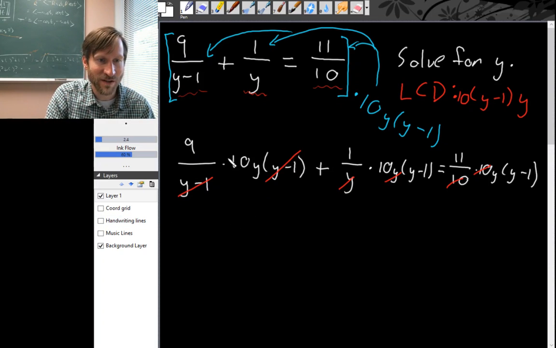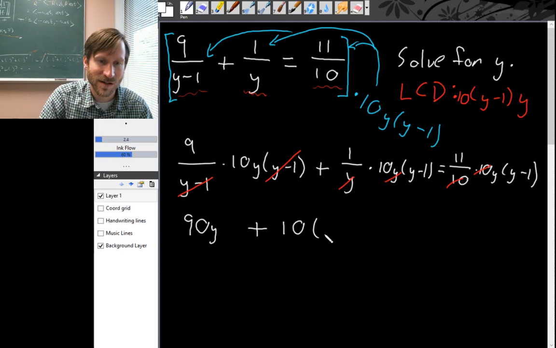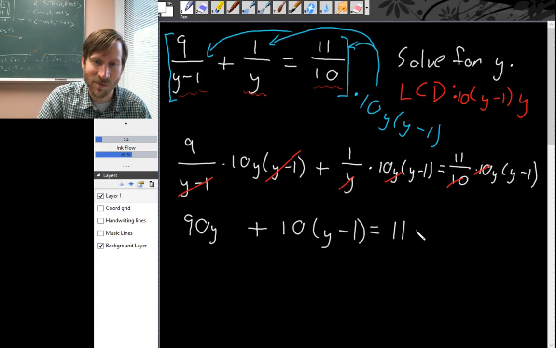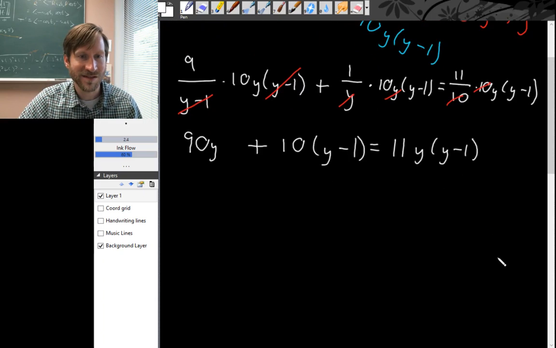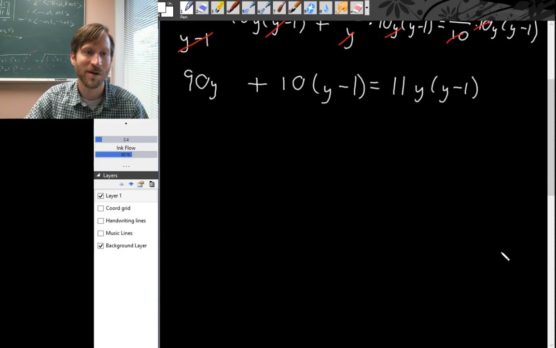In the first term, we have a 9 times 10 times y, so that's 90y. In the second term, we have a 1 times 10, so 10 times y minus 1, since the y canceled. And then on the right-hand side, the 10 canceled, so we have 11 times y minus 1. All right, so this is starting to look better now that all those denominators are gone.